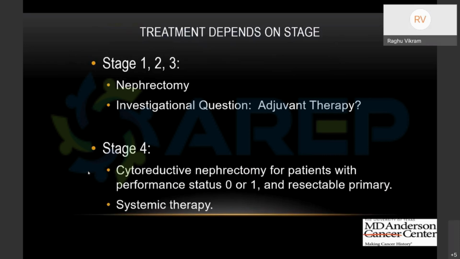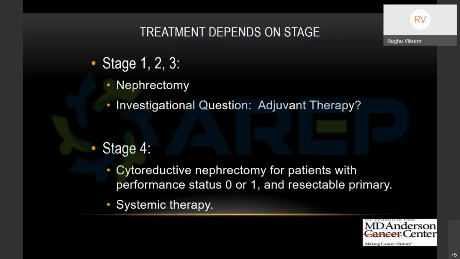Now, the treatment generally depends on the stage. This may be changing now with some of the immunotherapy and also genomics, but I think in most places it's still true. If it is stage 1, 2, and 3, that means non-metastatic renal cell carcinoma, it's usually nephrectomy. The investigational question is, do we give adjuvant therapy? That means do we give chemotherapy prior to surgery and then do surgery? That is an investigational question.